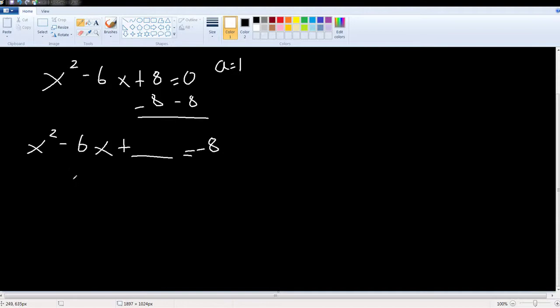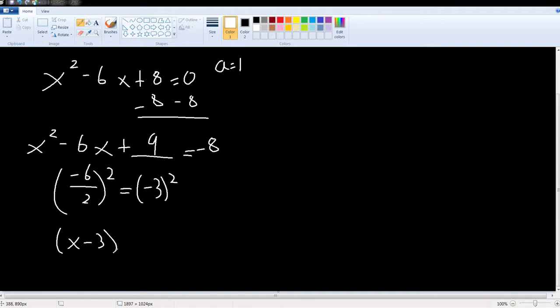B in this case is negative 6, so negative 6 over 2 squared is basically negative 3 squared, right? Negative 3 squared is 9. This thing simplifies to x minus 3 squared, but remember we're adding 9 to the left side, therefore we need to add 9 to the right side as well to balance the equation. We get x minus 3 squared equals to 1.